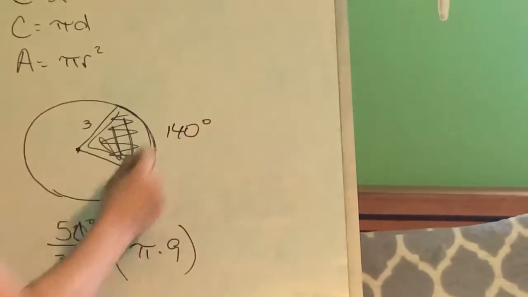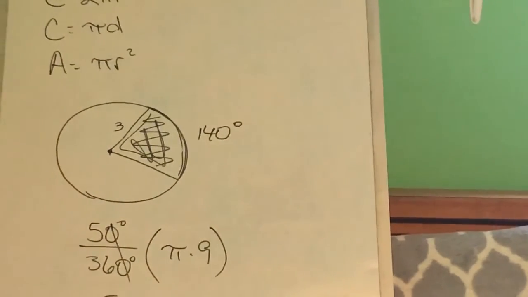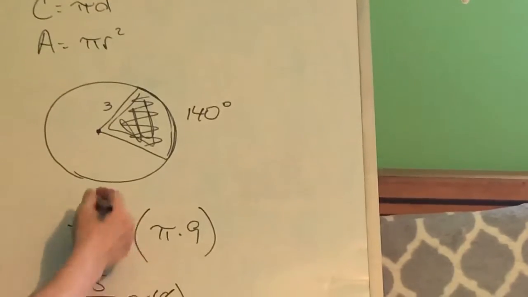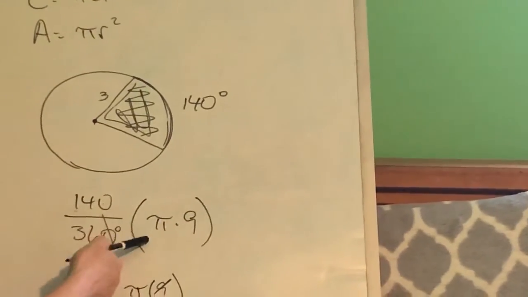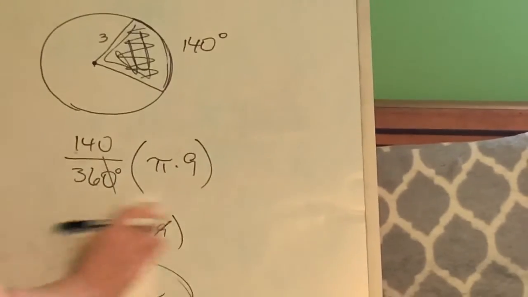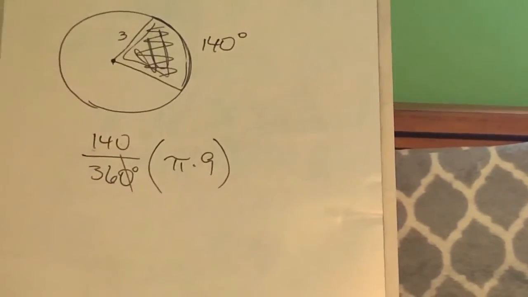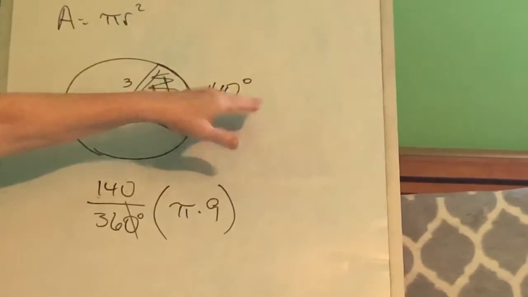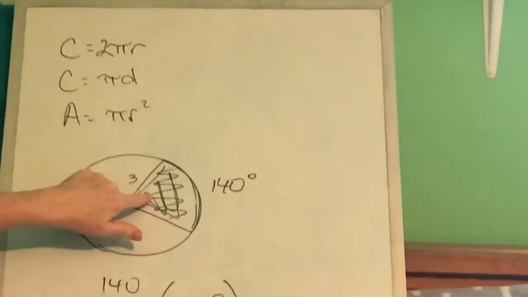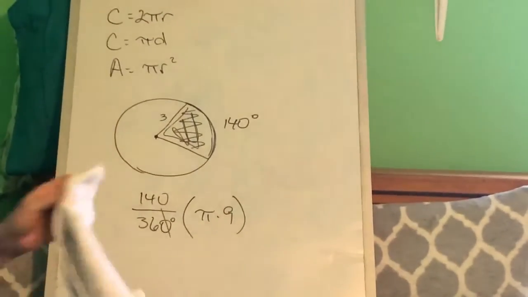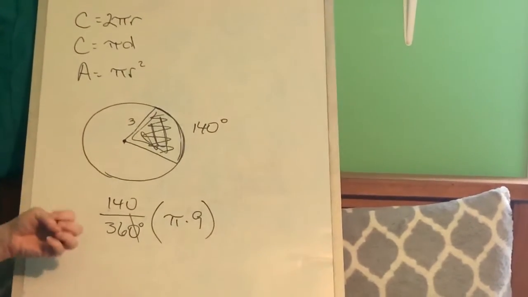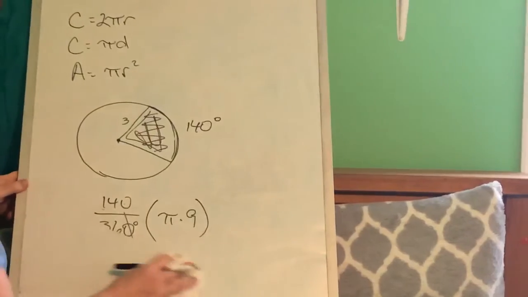Same thing would work if we did the 140 like before. Again, we're looking at sectors, so sector is a portion of the area. We would put our 140 in here. We would reduce appropriately. We would multiply by pi times 9 and do the reduction. Okay, so arc length, portion of the circumference multiplied by the circumference. Sector is the portion of the whole, the area of the circle times the area of the circle.